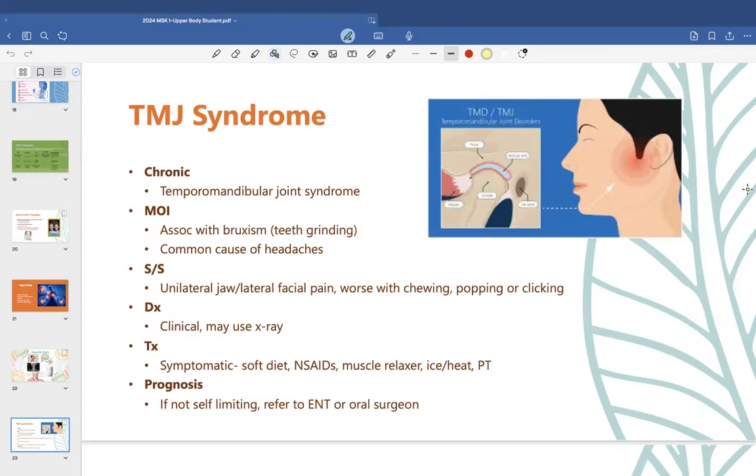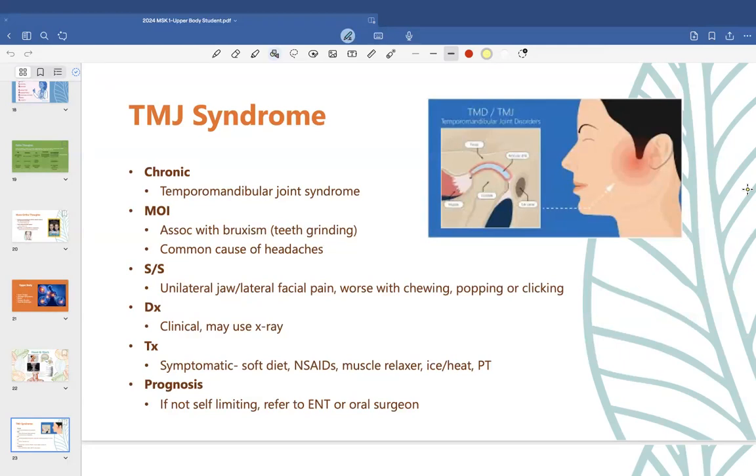So this is a clinical diagnosis. You may use x-ray. Usually the dentist uses an x-ray to evaluate for this. But you treat this symptomatically, soft diet, NSAIDs. You're going to notice a lot of NSAIDs, a lot of PT, a lot of ice or heat. All right, that's going to be a continuous theme. That's why we ask what they've tried already and how much it's helping, because that's going to help shape our plan.